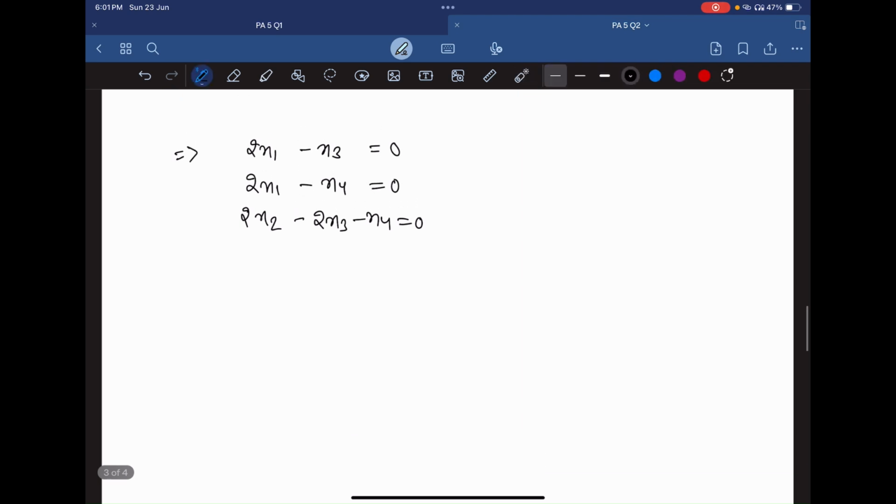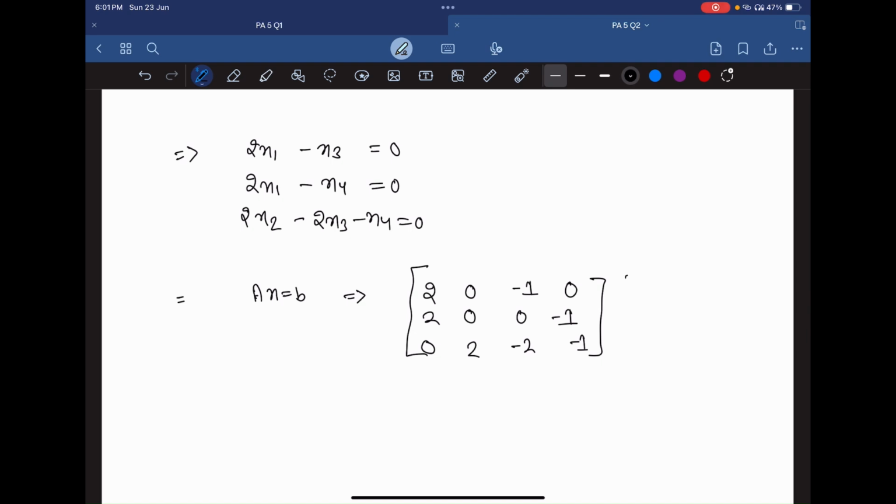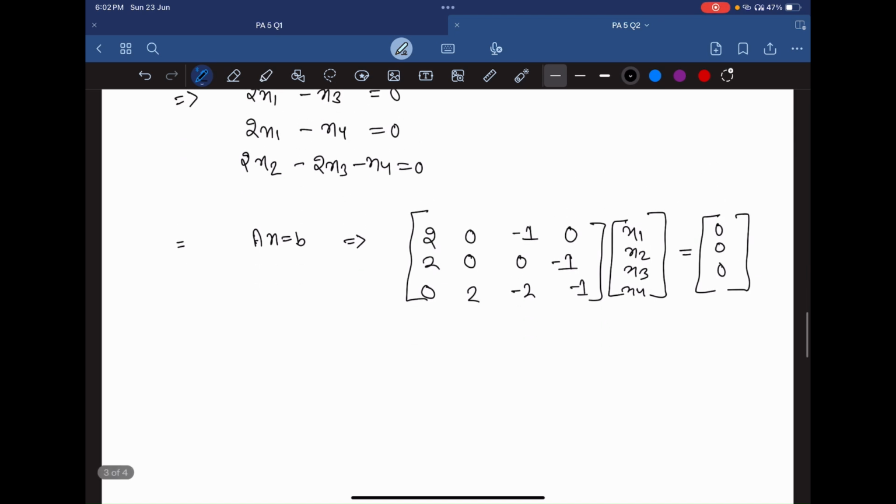So if we try forming the matrix for this system of linear equations, Ax equal to b, we will get 2, 0, minus 1, 0, 2, 0, 0, minus 1, 0, 2, minus 2, minus 1. So this is our A matrix. Our X matrix is nothing but this, and that is equal to 0, 0, 0. So now we have found our matrix representation for the system of linear equations.